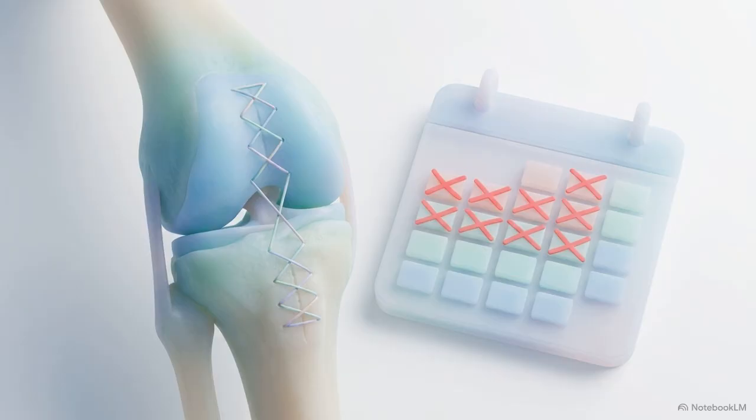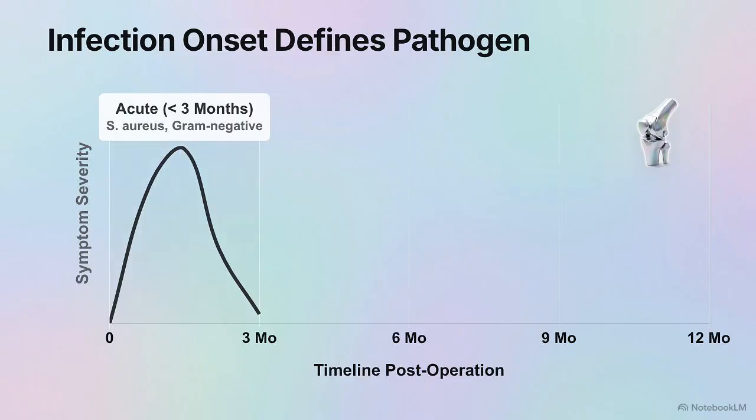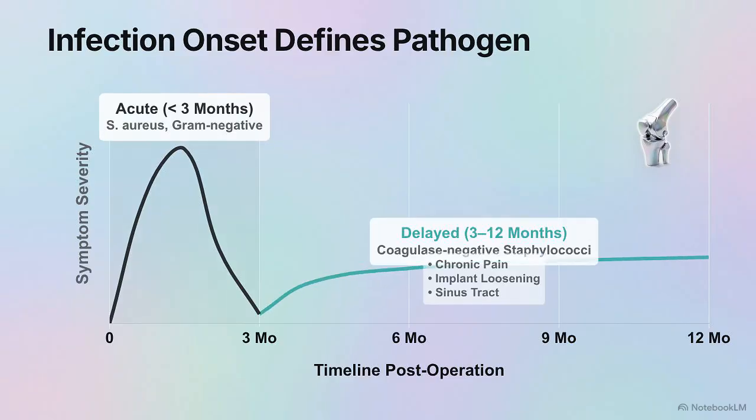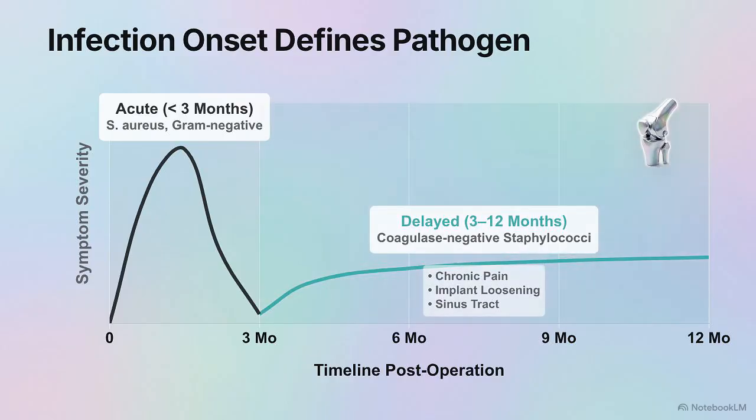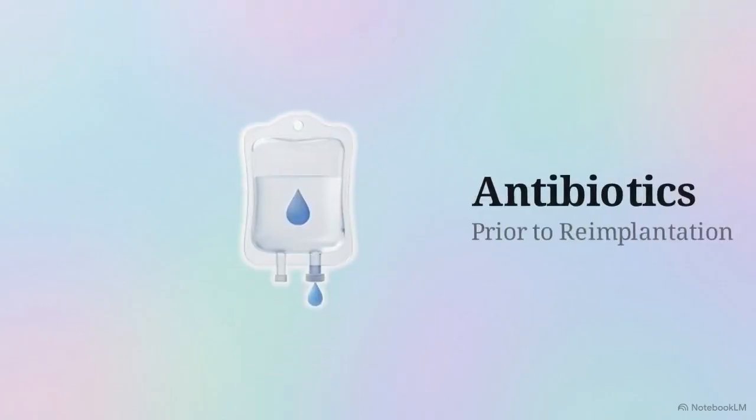On the infectious and ischemic branch, the time elapsed since a surgery or injury dictates the likely pathology. Prosthetic joint infections are categorized by their onset. High-virulence organisms cause acute symptoms within the first 3 months. Low-virulence organisms, such as coagulase-negative staphylococci, cause delayed presentations between 3 and 12 months. These delayed infections present with chronic pain and implant loosening. The required management is the removal of the joint and the administration of antibiotics prior to any attempt at reimplantation.